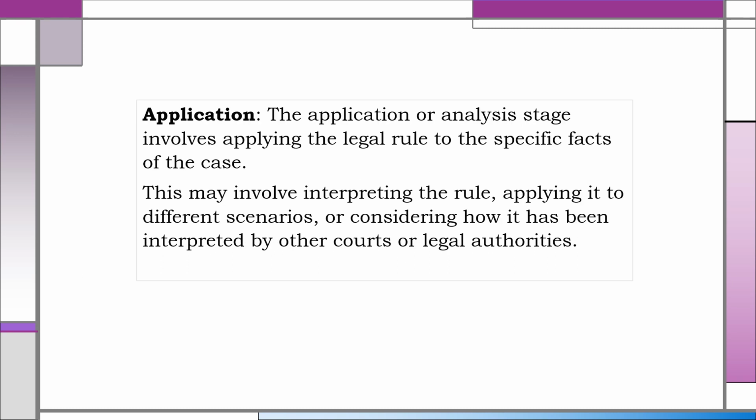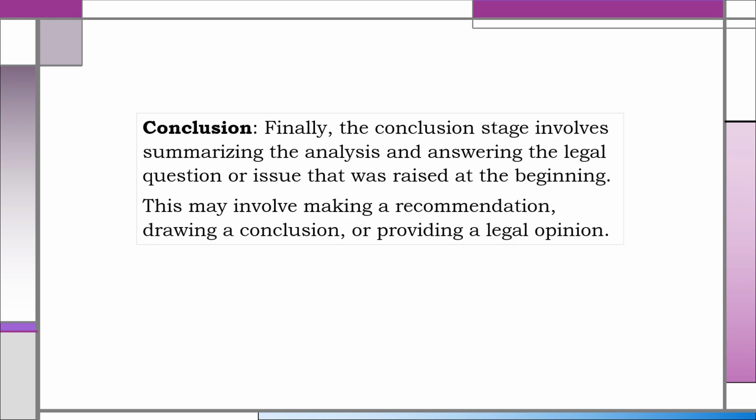Application. The application or analysis stage involves applying the legal rule to the specific facts of the case. This may involve interpreting the rule, applying it to different scenarios, or considering how it has been interpreted by other courts or legal authorities. Conclusion. Finally, the conclusion stage involves summarizing the analysis and answering the legal question or issue that was raised at the beginning. This may involve making a recommendation, drawing a conclusion, or providing a legal opinion.